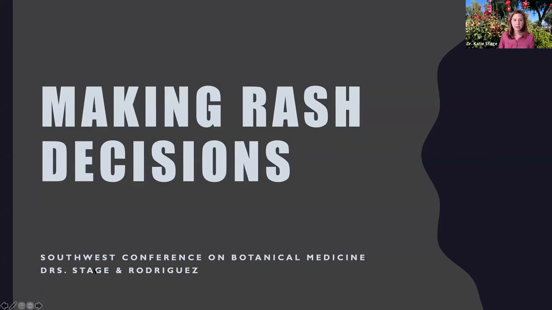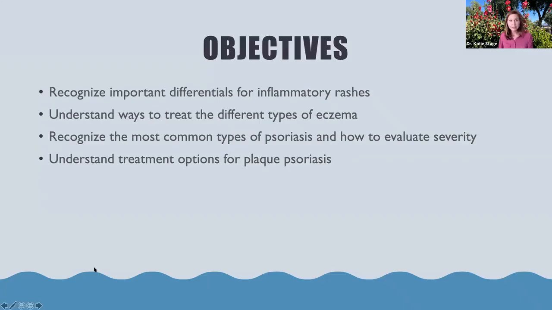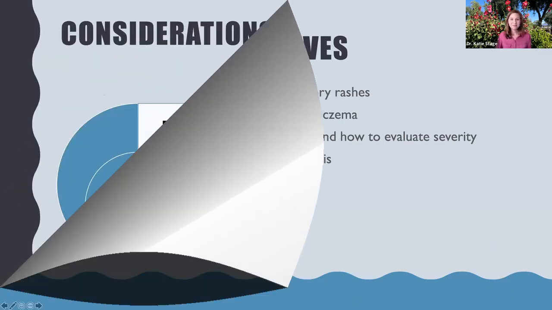So we're going to start by looking at different types of inflammatory rashes, and then work on understanding ways to treat the different types of things that people call eczema, which can actually encompass a whole bunch of different types of skin conditions. And then we're also going to focus a lot on psoriasis, the different types of psoriasis, how to evaluate how severe it actually is, and then talk about treatment options for plaque psoriasis in particular.